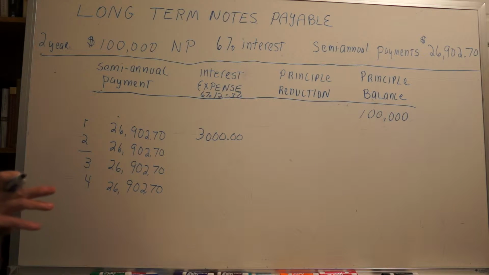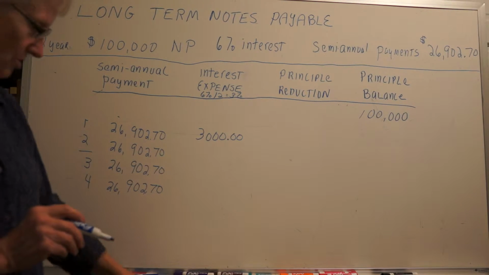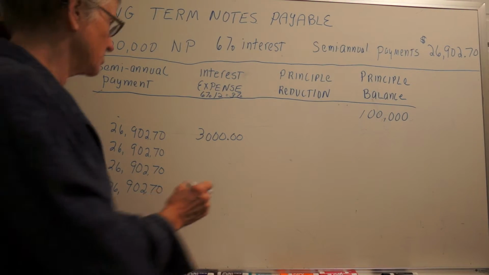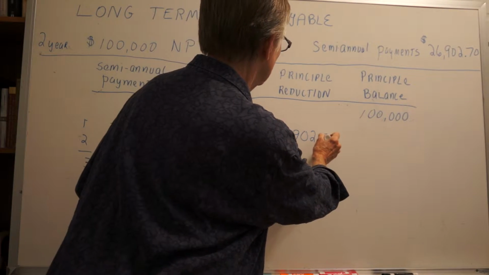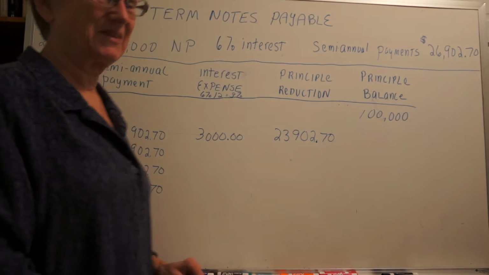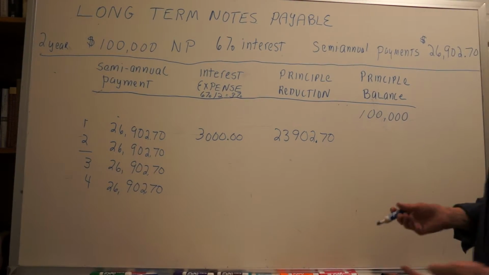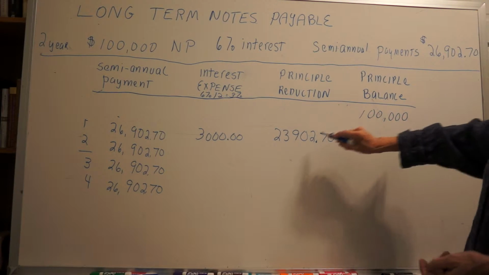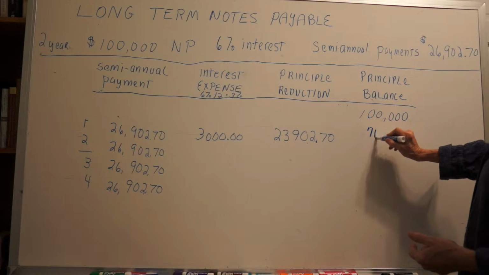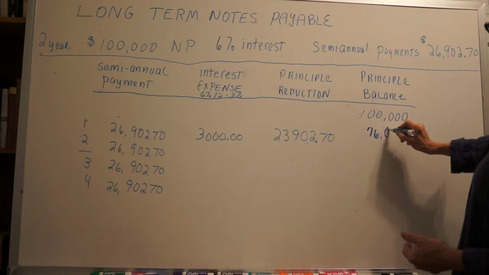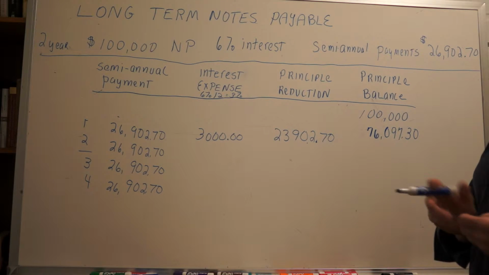Then, how much did we pay off of the principal? Well, this was our total payment. Of that payment, $3,000 was interest, which means that we must have reduced the principal by $23,902.70. Okay? So now, what's our new principal balance? Well, it was 100, and we just paid off this amount, and so if we subtract those out, the principal we have left to pay is $76,097.30. Okay, so that's our first payment.